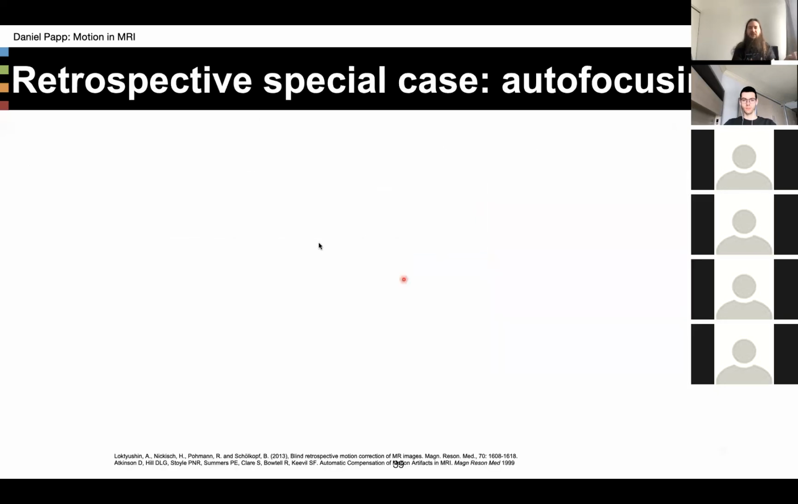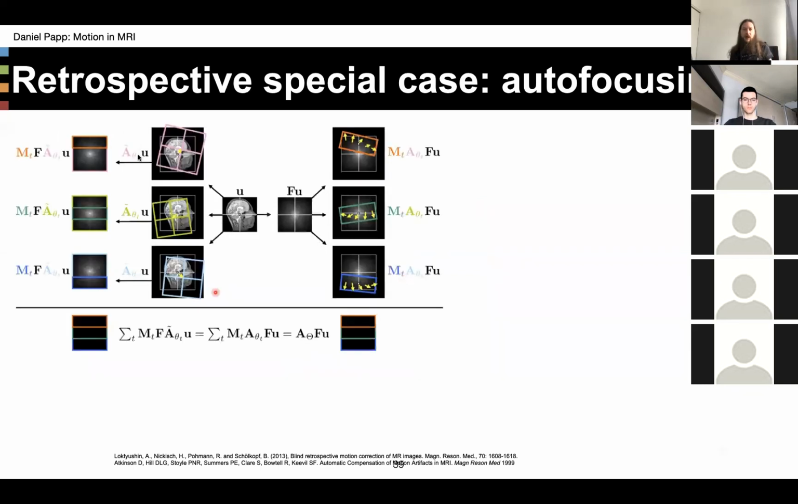There's a special case for retrospective, which is autofocusing. It's not that much used, but I think it's a cool idea. The idea there is basically that for each sort of patch of your image, there should be an image metric that tells you it's as sharp as it can be.